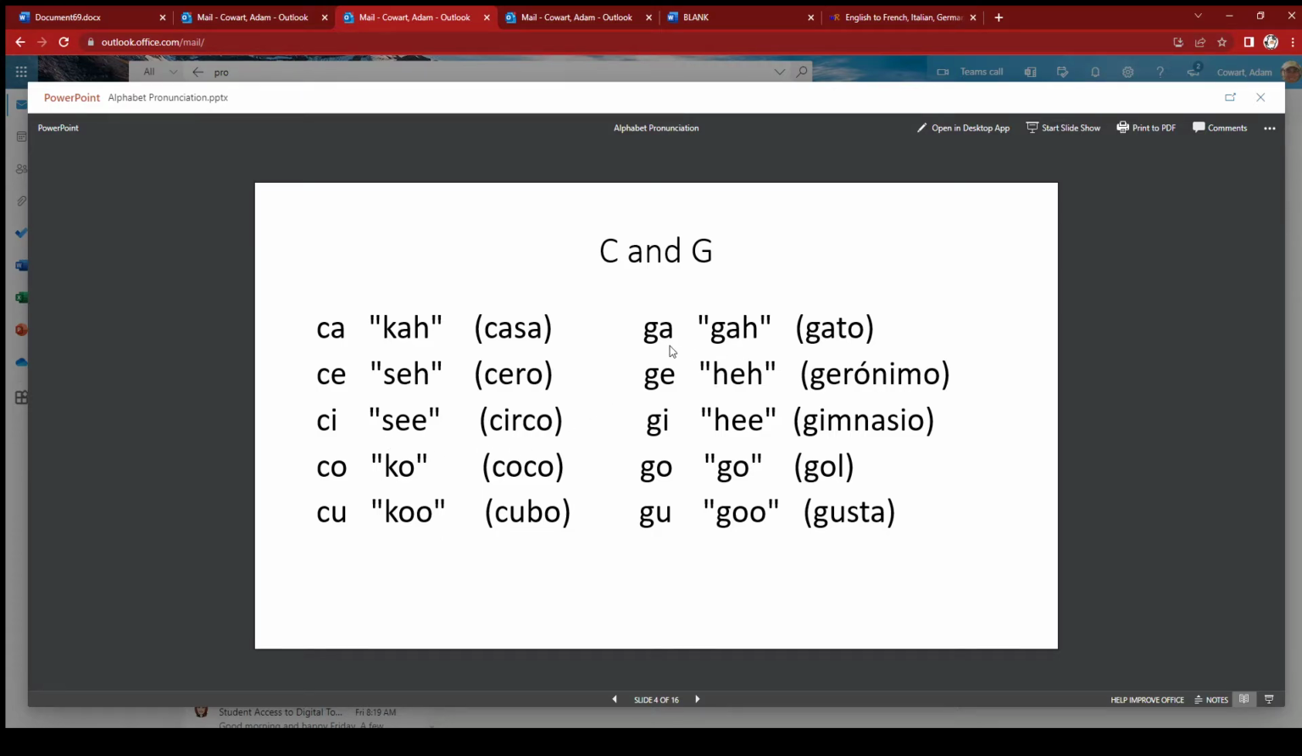Over here on the G side, a GA goes ga, as in gato. A GE goes he, as in Jerónimo. GI goes he, as in gimnasio. GO goes go, as in goal. And a GU goes gu, as in gusta.